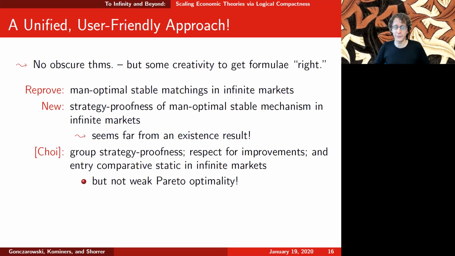Quickly, other things you can do with this machinery. A high school student of mine, Yunso Choi, showed that you can also use this machinery to prove group strategy proofness, respect for improvements, and versions of the classical entry comparative static in infinite markets. She also showed, again, it's good to know, that not everything lifts in this way. The lone wolf theorem example I just gave, and it also turns out the classical weak Pareto optimality result, which is the last of the early main canonical matching results.